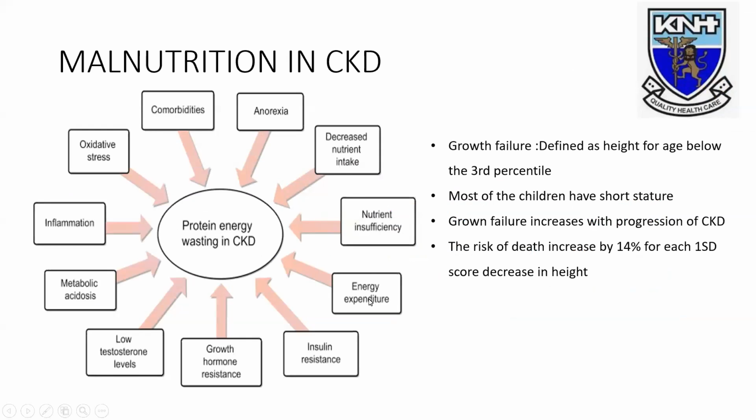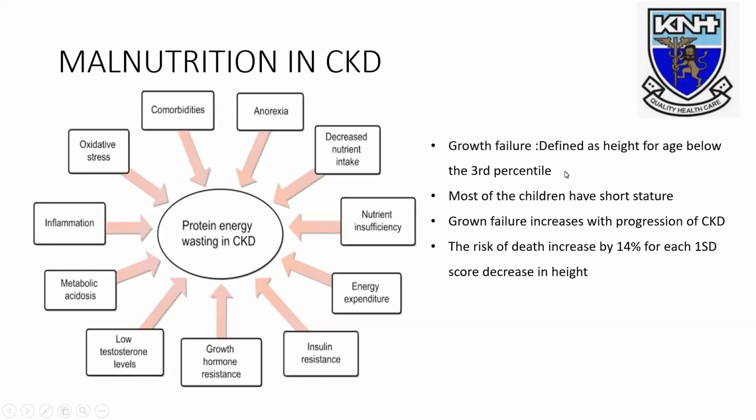You have increased energy expenditure because the kidney disease is a high catabolic state. You have insulin resistance, because chronic kidney disease is an inflammatory disease. Also, you have growth hormone resistance and inadequacy, where you are supposed to give extra growth hormone. Either you have lower testosterone levels, which are supposed to increase growth. And of course, you have persistent metabolic acidosis, chronic inflammation, and oxidative stress. All those complications increase the risk of protein energy wasting in chronic kidney disease. So by definition, growth failure is defined as height for age below the 3rd percentile.